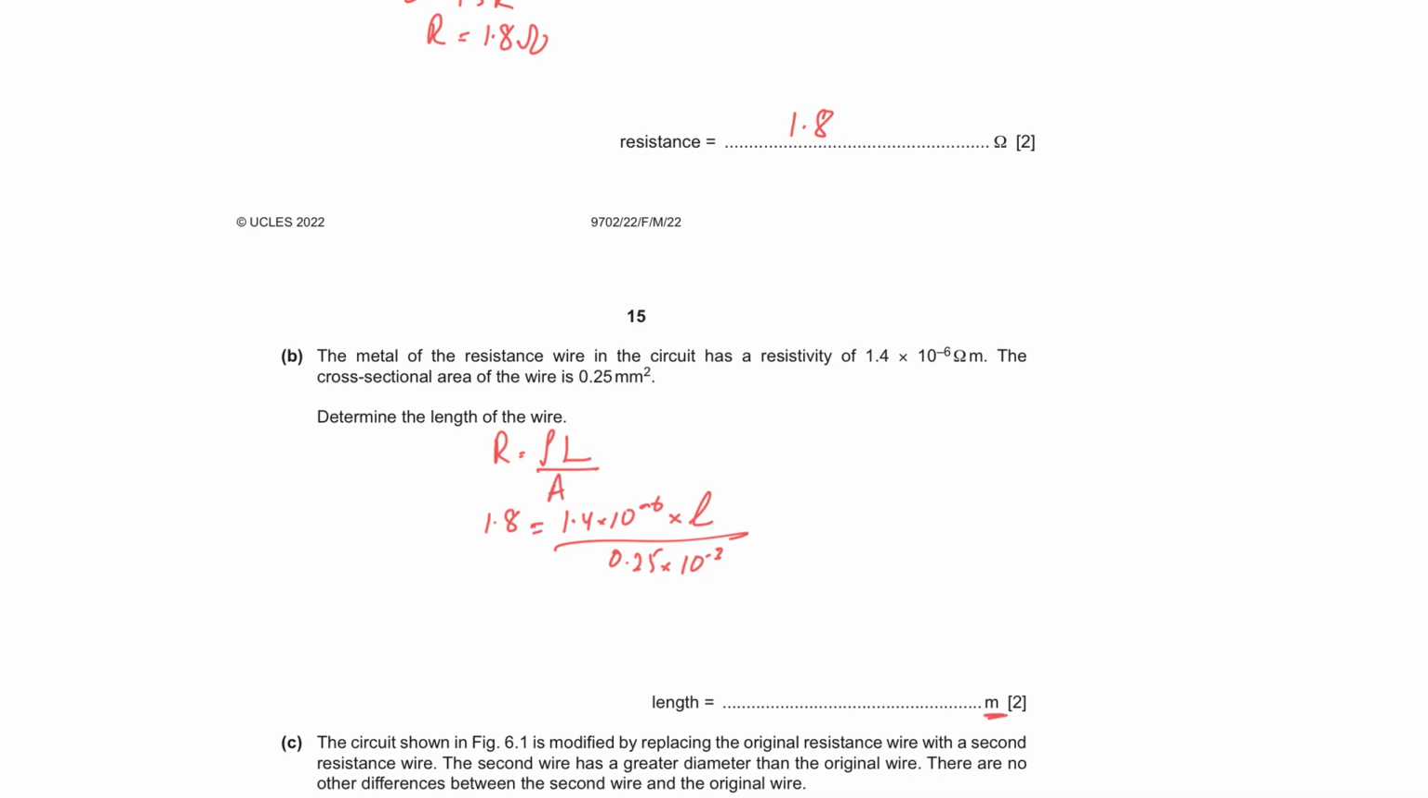But because it's millimeter squared, this would be the conversion. This 10 to the power minus 3 would be the conversion from millimeters to meters. But because this is squared, we'll write it as into 10 to the power minus 3 squared, or directly, you can write it directly as 10 to the power minus 6. L is equals to 0.32 meters.